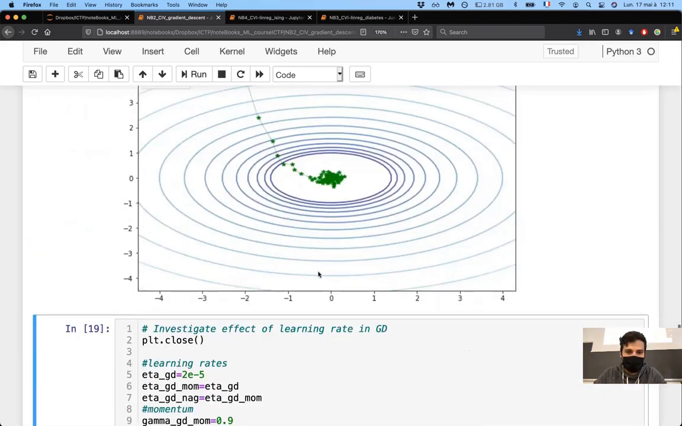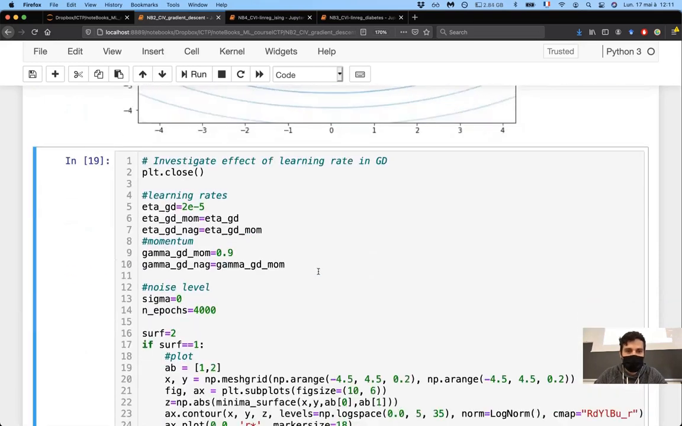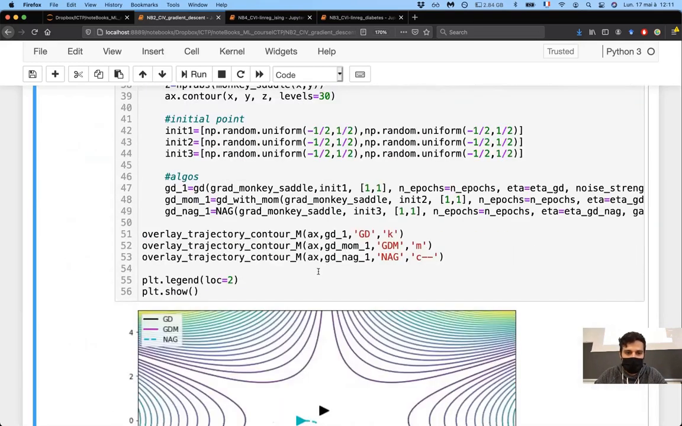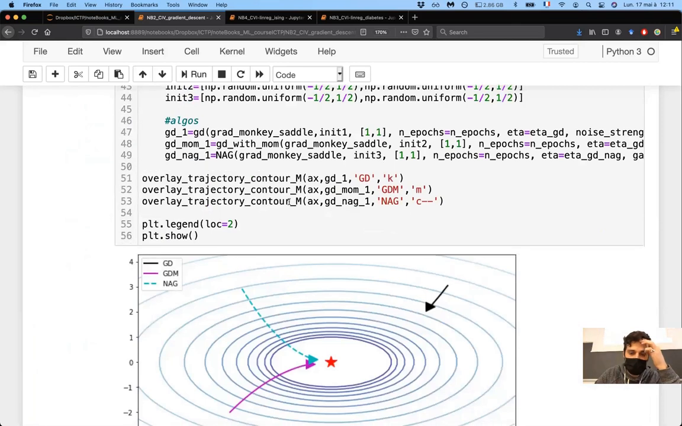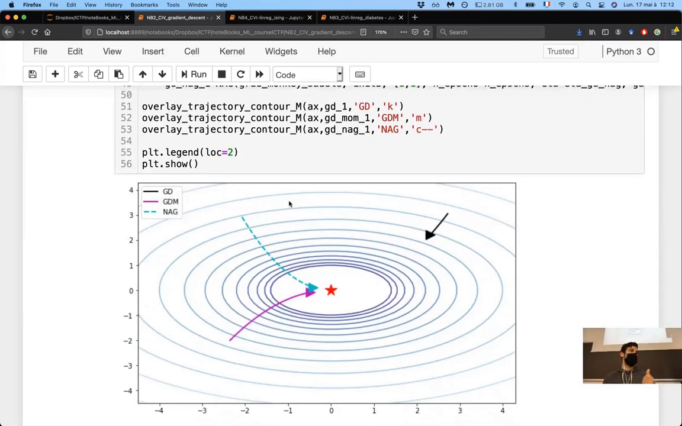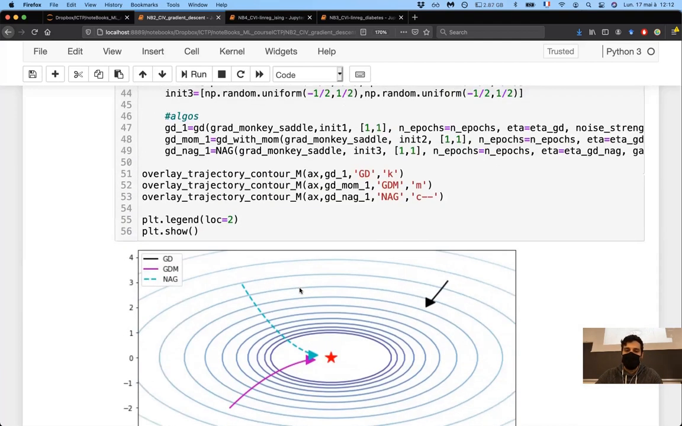Now, let's make things a bit more interesting. I'm still in this very simple parabola, but I will run the 3 different dynamics: gradient descent in black, gradient descent with momentum in pink or purple, and the NAG in blue, and I'm starting from different initial points. The function is convex, so anyway they all should converge to the minimum here. But let's see how things change.